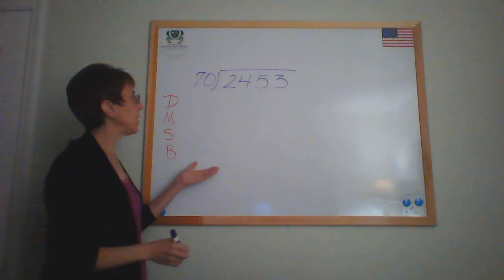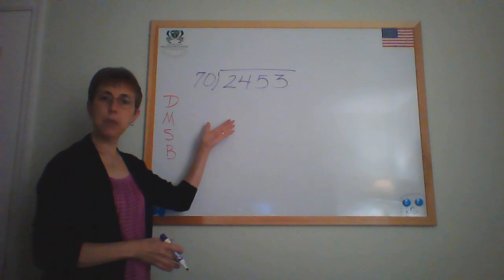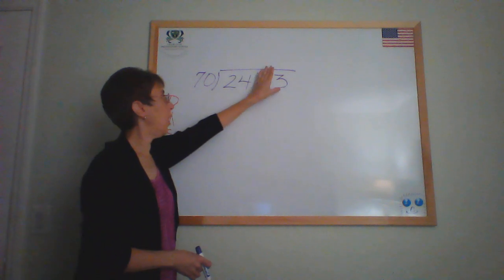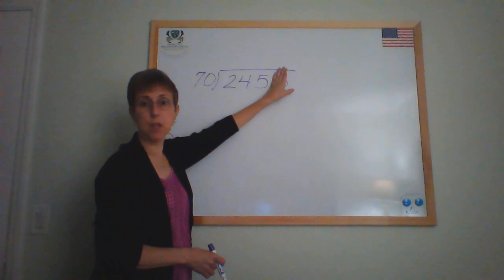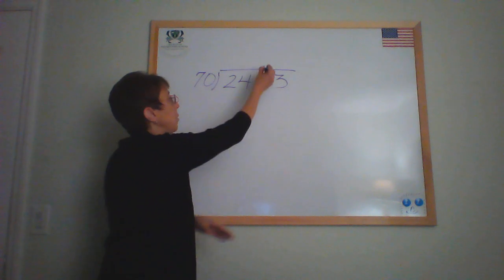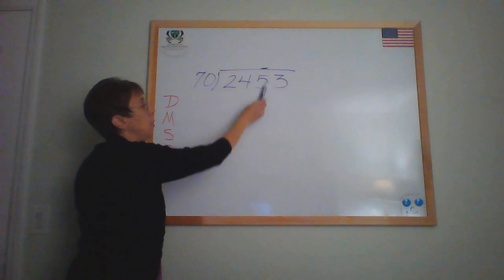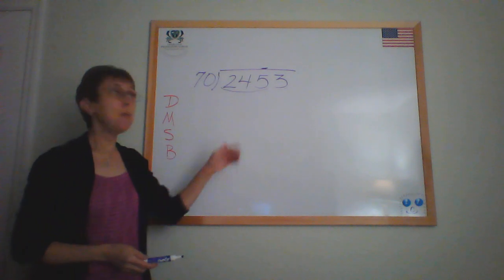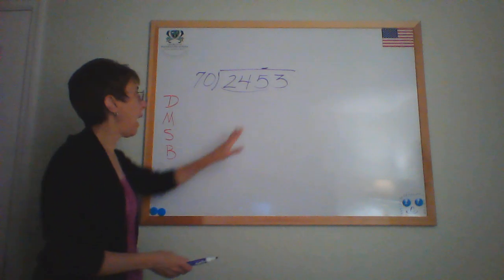So 2,453 divided by 70. Again, we have to look for that smaller division problem within the larger division problem. So we start: 2 divided by 70, no. 24 divided by 70, no. 245 divided by 70, yes, that we can do. So we know that we're going to be writing the quotient up over the 5 because we're saying 245 divided by 70. But now to help us figure out what that is, we look for the basic facts.